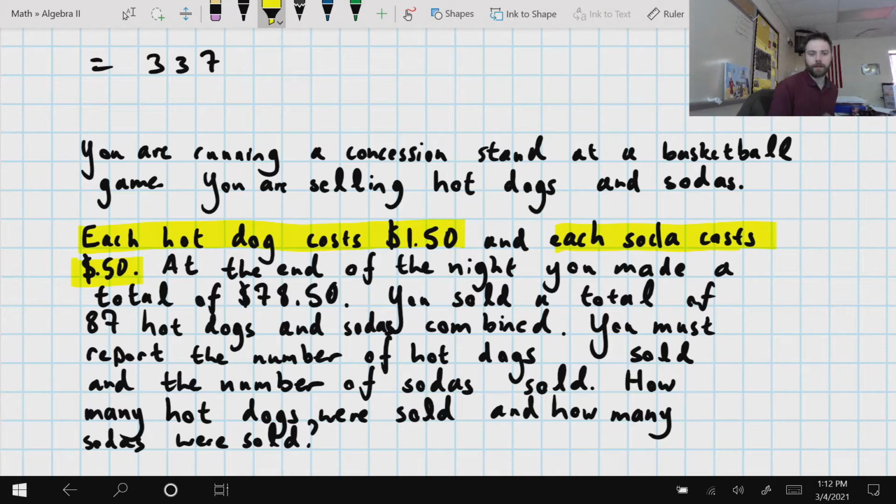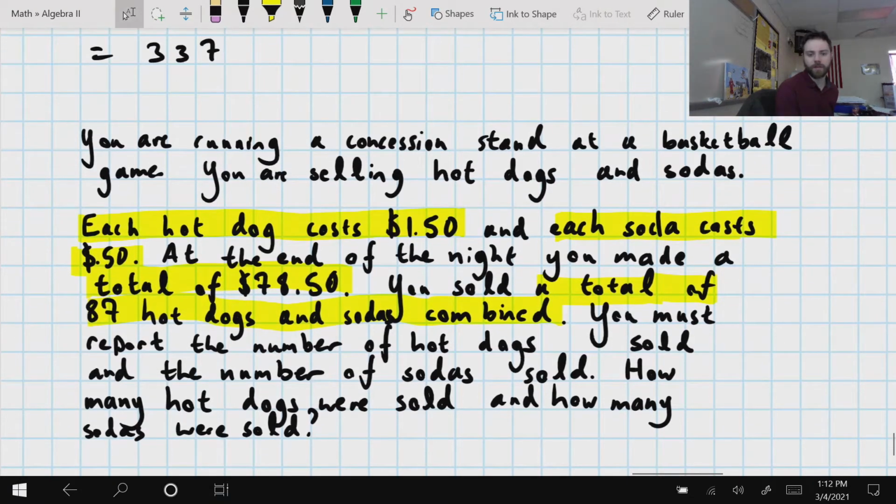At the end of the night, you made a total of $78.50. So notice that I've got three amounts of money. And then it says you sold a total of 87 hot dogs and sodas combined. So that's important. It says you must report the number of hot dogs sold and the number of sodas sold. How many hot dogs are sold and how many sodas are sold? So what I'm going to do is try to associate the money together and then the total amount of hot dogs and sodas together with 87.